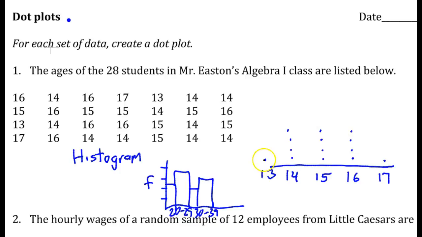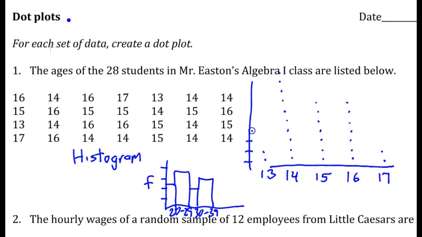Okay. Third row is going to be 13, 14, 16, 16, and 15, 14, no, 15, yeah, 14, 15. And the last would be 17, 16, 14, 14, 15, 14, 14. Okay. And then ideally here you could see on the y-axis a frequency.